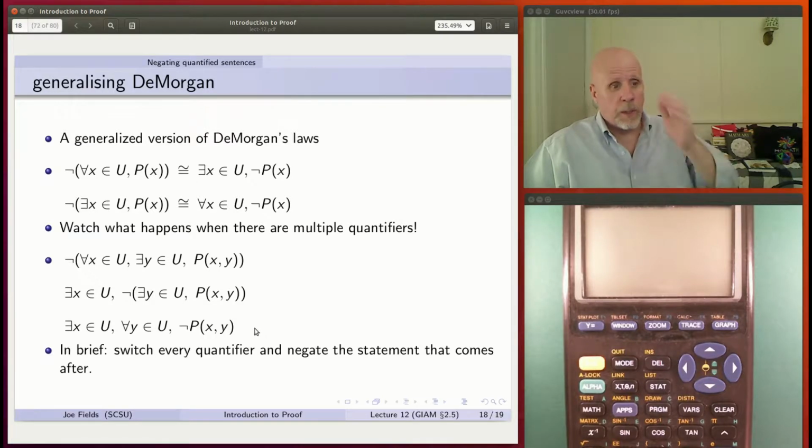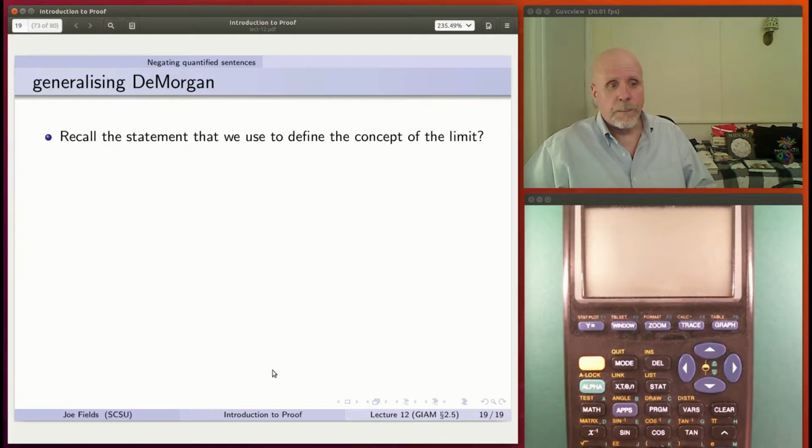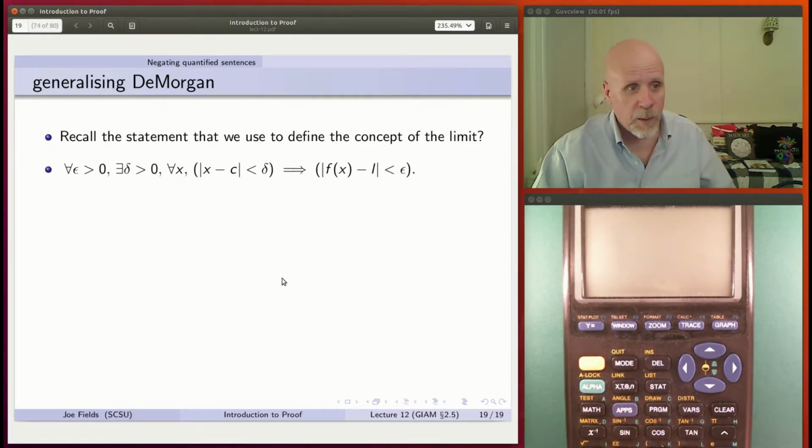What's the takeaway there? If you've got a bunch of quantifiers, switch every single one of them and look at the statement that comes after all the quantifiers and negate it. So we're going to see this one in action, and a sort of frightening one, but a useful one to do, is the concept of the limit that we just dealt with.